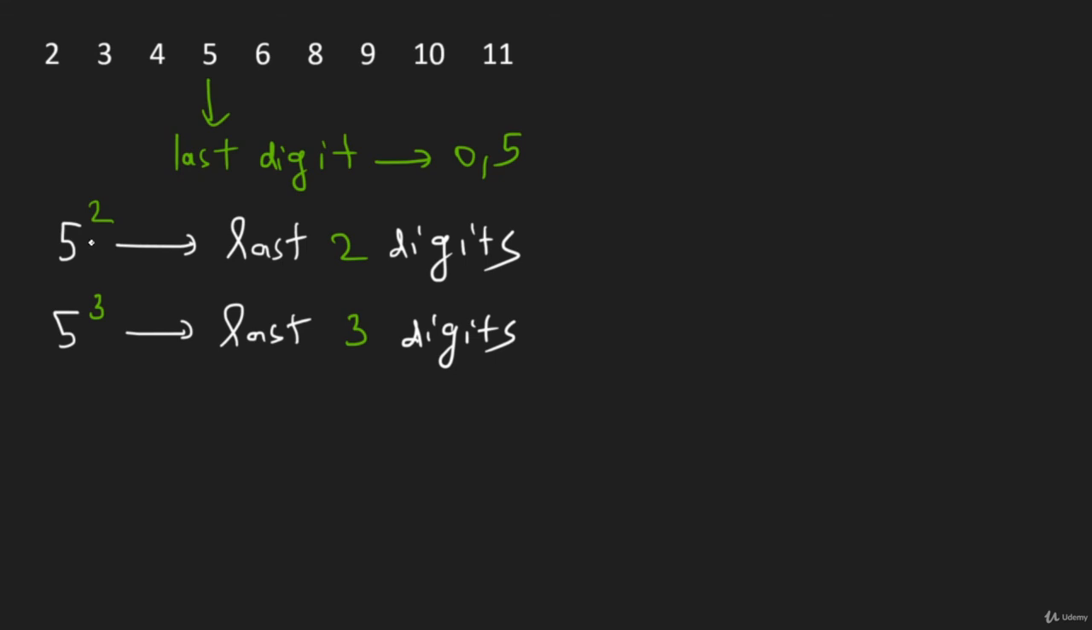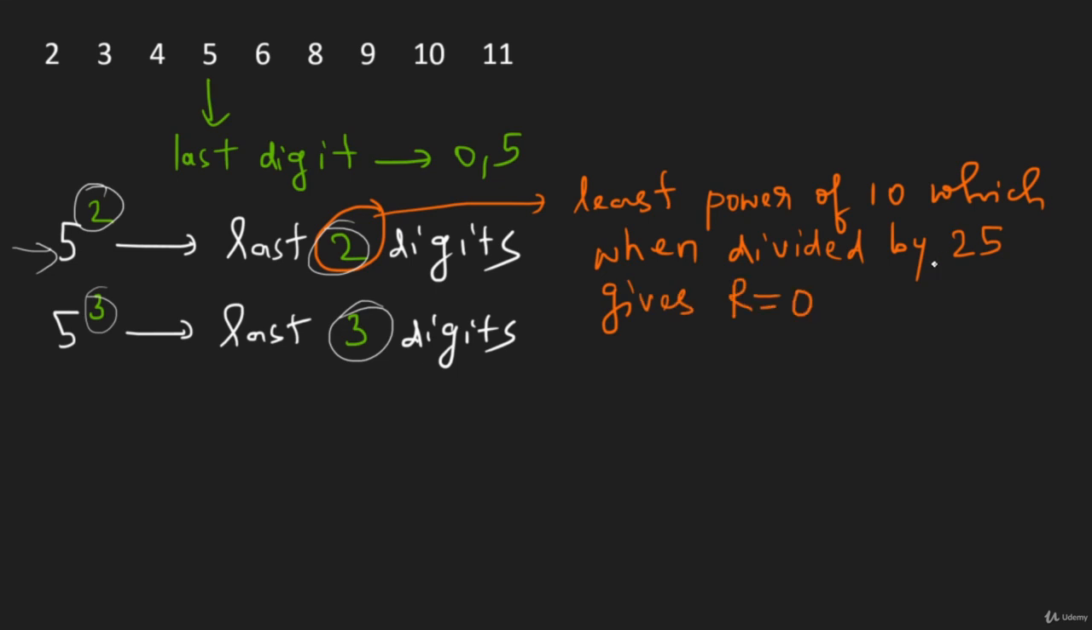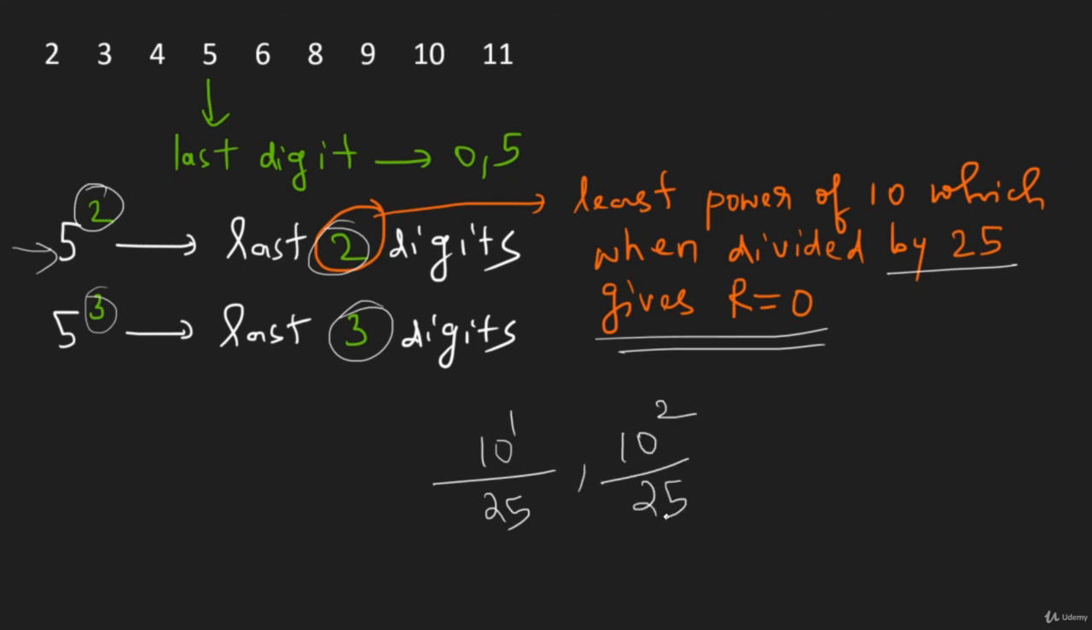Now, you can see that when you had 5 to the power 2, you had to check the last two digits. And when you have 5 to the power 3, you have to check the last three digits. Now, why is that so? That's because, say in this case, 2 is the least power of 10 which when divided by 25 gives a remainder of 0. So what do we mean with that? If you have 10 to the power 1 divided by 25, you don't get a remainder 0. Alright, so 10 to the power 2, that's 100. When you do 100 by 25, you get the remainder as 0. Therefore 2 is the least power of 10, which when divided by 25 gives you a remainder of 0.